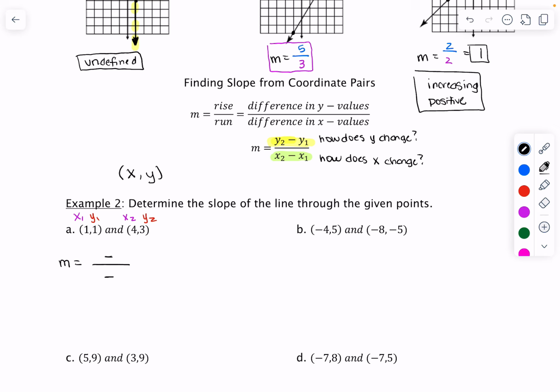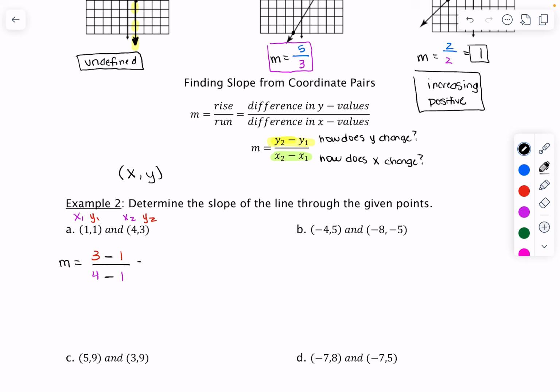So in my formula, the first value is y2. Well, y2 is 3, so I'm going to put a 3 here. My y1 value is a 1, so I'll put a 1 there. x2 happens to be 4, and x1 is 1. So now I've plugged in all of my numbers into my skeleton formula.